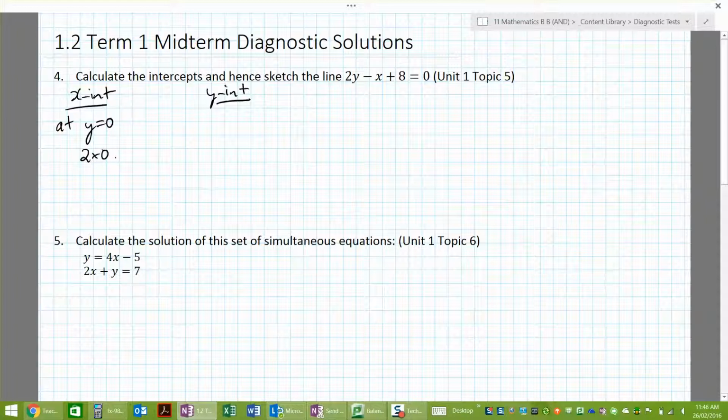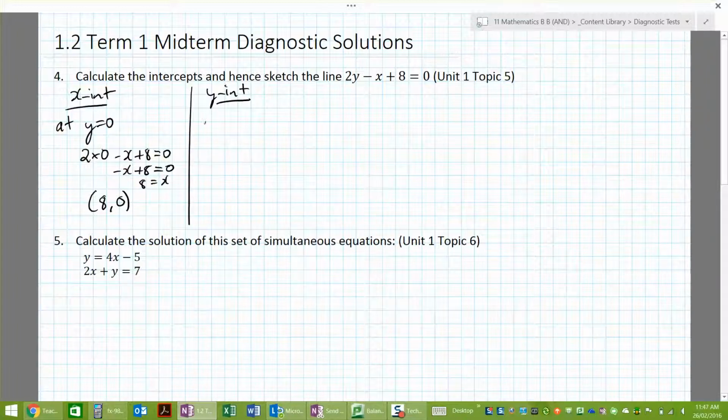2 times 0 minus x plus 8 equals 0. Okay, I still have minus x plus 8 equals 0, x equals 8. So my intercept is going to be (8, 0). I need to write what the actual point is.